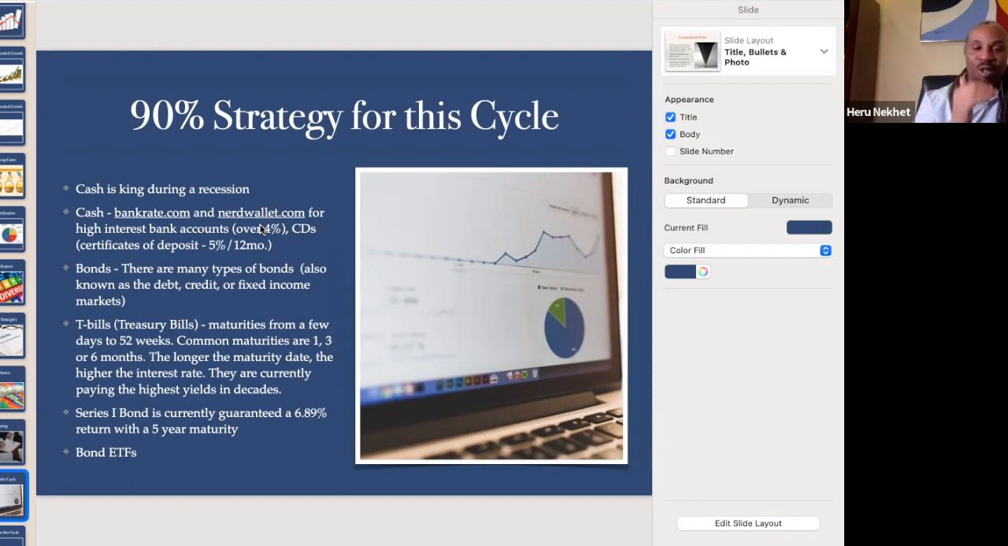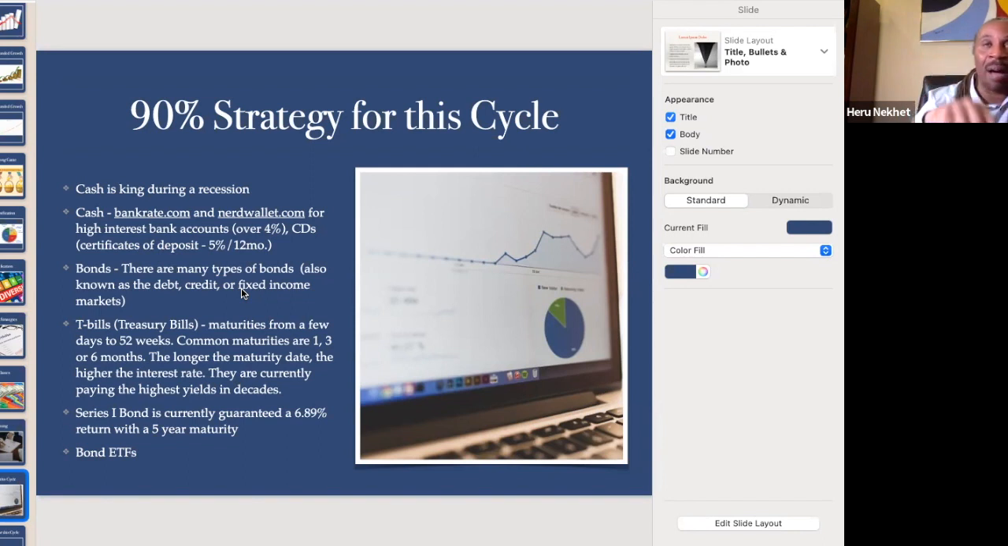Now inflation has dropped down, right? The goal for this is to beat the inflation rate. It's 6.89%. If inflation goes down again next quarter, then the return is going to be lower. So as the Federal Reserve continues to raise interest rates, the bank account and the CDs will continue to do better, but the Series I bond will not do better. So the timing for the Series I bond is now.